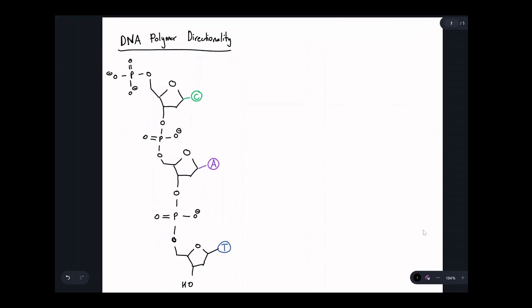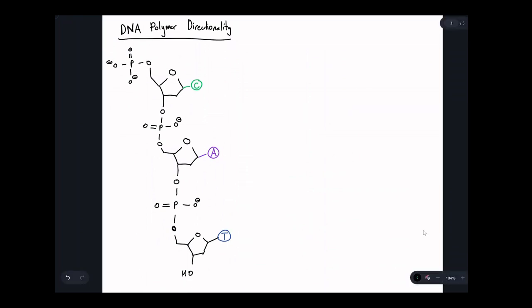DNA polymer directionality. Here is a DNA polymer, and we can see that we have a C for cytosine, an A for adenine, and a T for thymine, right? That's DNA. And again, we read this DNA 5' to 3'. So what does that mean? Let's take a look at the first sugar of the C, the cytosine. So we see here that we have carbon 1, 2, 3, 4, and 5.